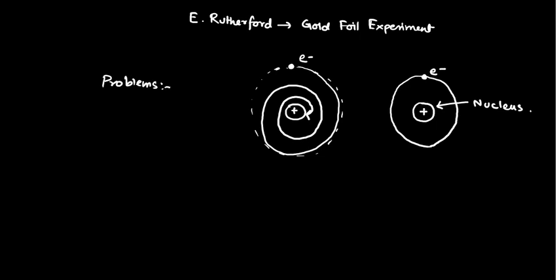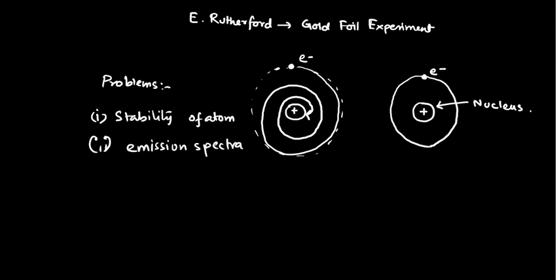So the first one is stability of the atom. The next was, what about the emission spectra that we can see? So next problem was emission spectra. And what about the third problem? What is it about the different elements that make them emit different colors?